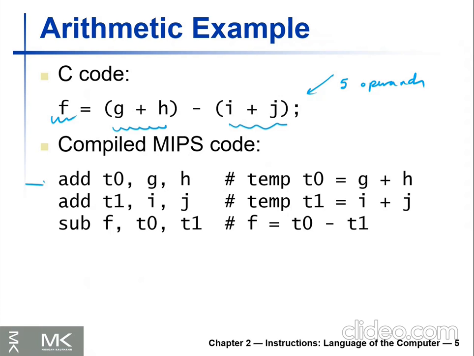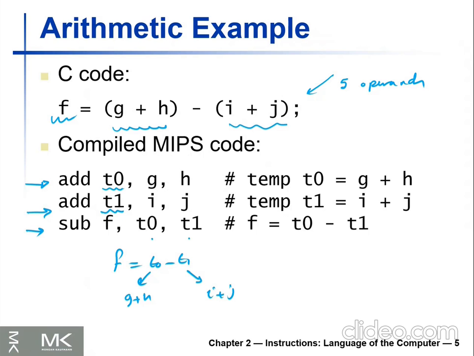So we're gonna first add g and h and put the result in a register called T0. We're gonna speak about registers, so consider it as a variable for now. So a variable called T0. Then add i and j and put the result in a variable called T1, and then make the subtraction, so f equal to T0 minus T1. And remember, T0 is g plus h. Remember, T1 is i plus j.